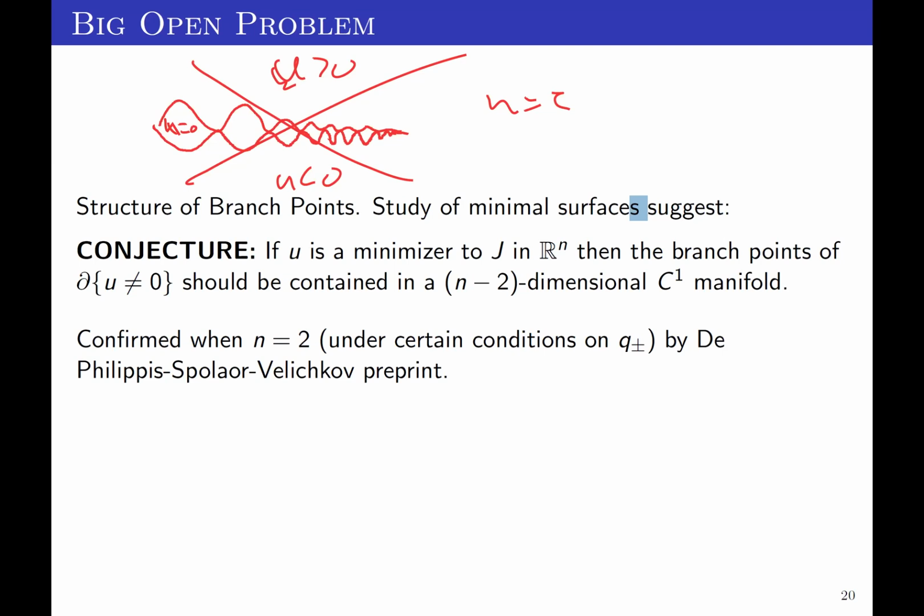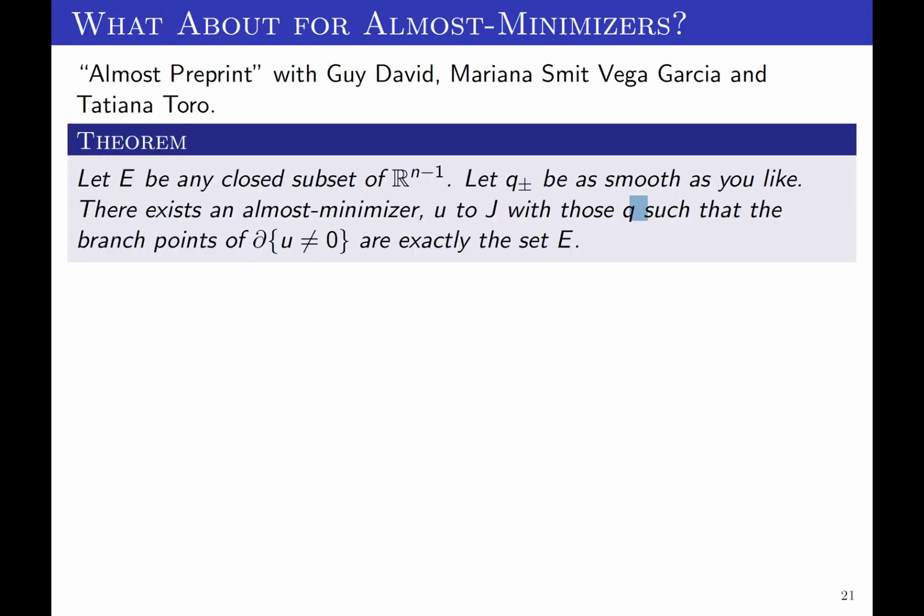In particular, the n equals 2 confirmation relies on analyticity because it's a quasi-conformal thing. So even when Q plus and minus are not analytic, this is an open question when n equals 2. To be honest with you, we thought about this problem for a while, trying to prove structure for the branch points. We didn't know what to do. It was too hard. So we thought, can we say something about almost minimizers, the branch points of almost minimizers?